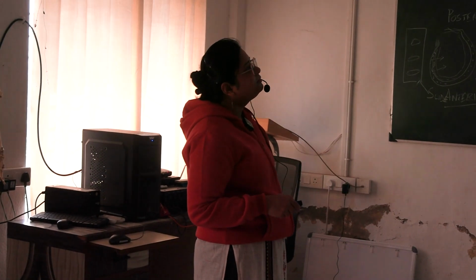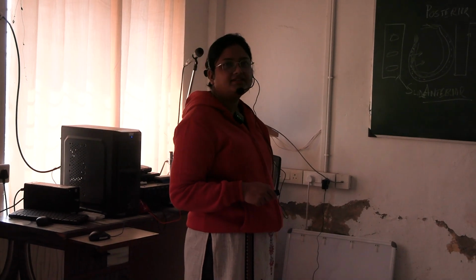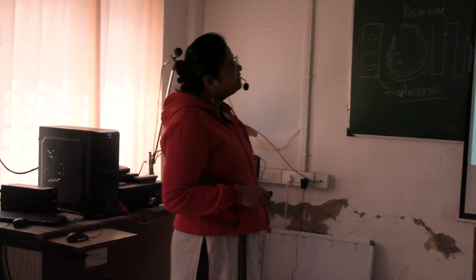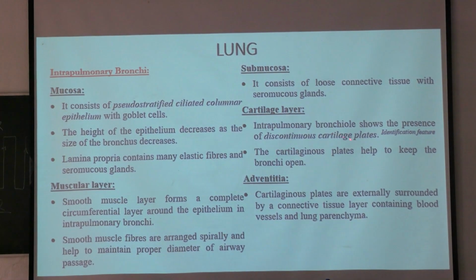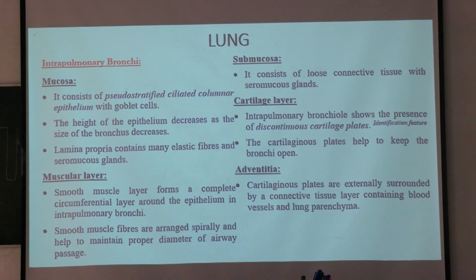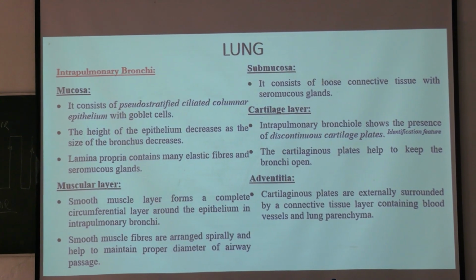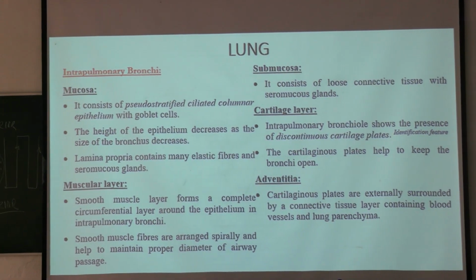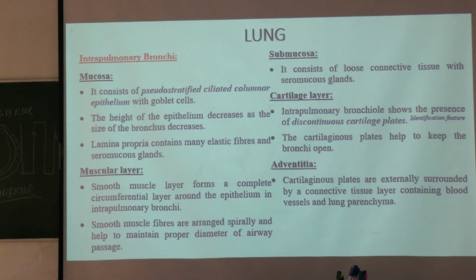Next we go to the submucosa. It consists of loose connective tissue with seromucous glands. Then the cartilage layer: intrapulmonary bronchi show the presence of discontinuous cartilage plates. Here C-shaped cartilage is not present. Cartilage plates are not continuous; there is a break in between.